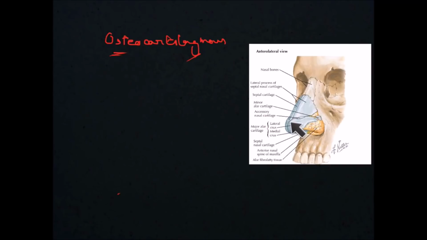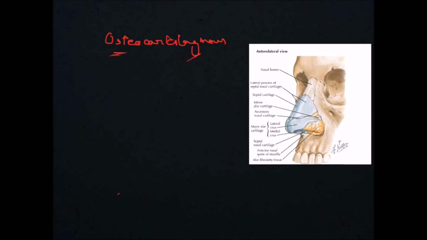Very good. This is the nasion, the junction between the nasal bone and the frontal bone. The junction between the cartilage and the nasal bone is termed rhinion, and this is the limen nasi. So everything is quite clear from this diagram.